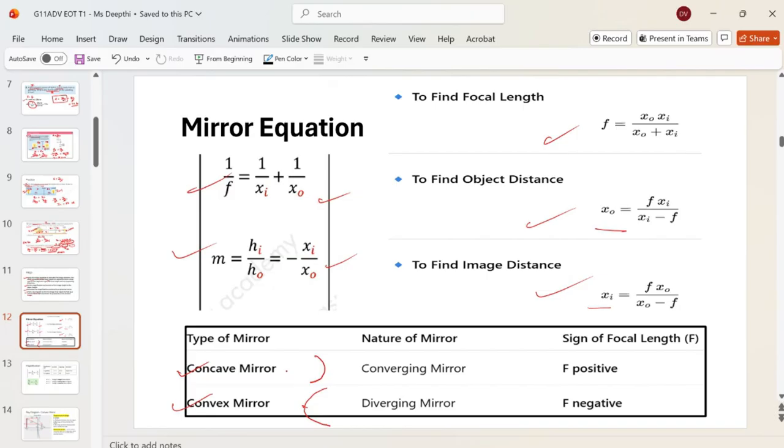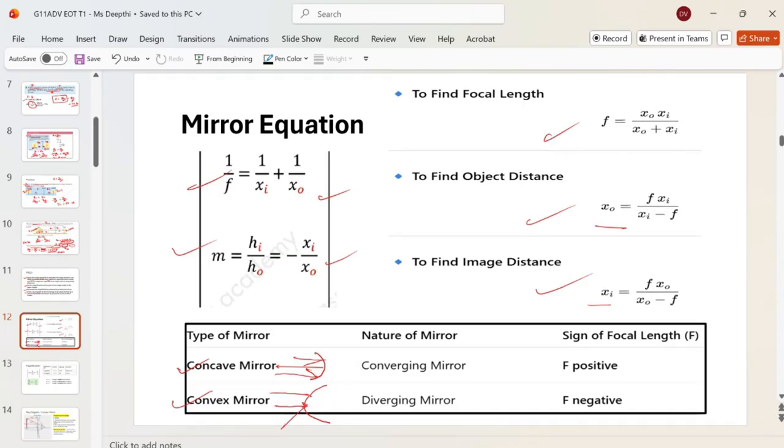Okay, so light falling on a concave mirror will always converge to a point on the focus. That is why it's called the converging mirror. But light falling on a convex mirror will go away, it will diverge. That's why it's called the diverging mirror.